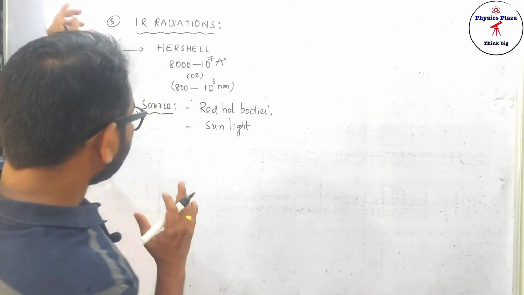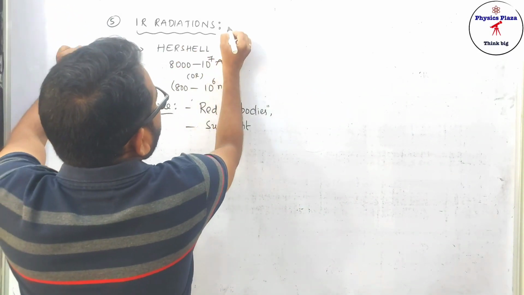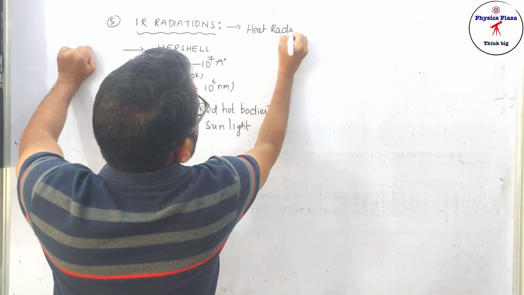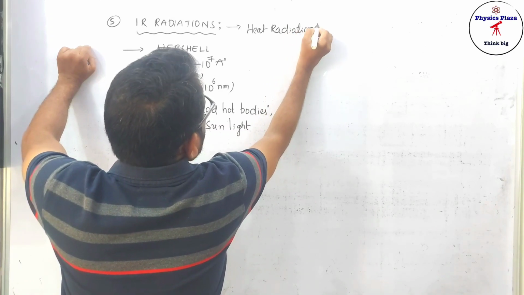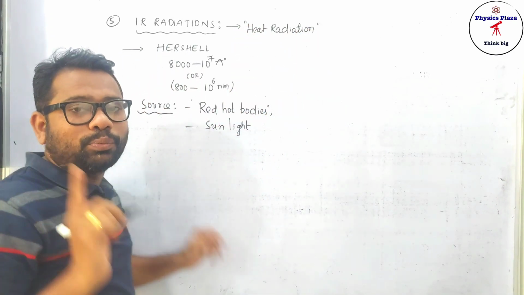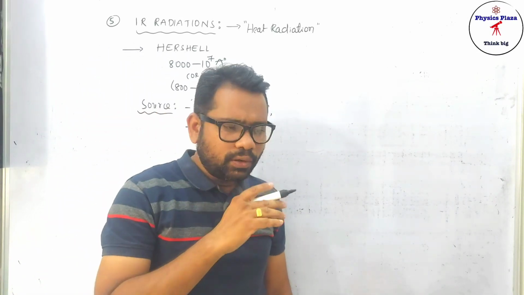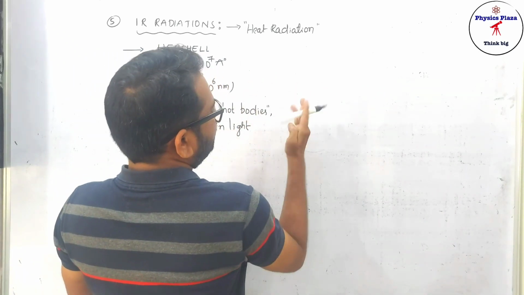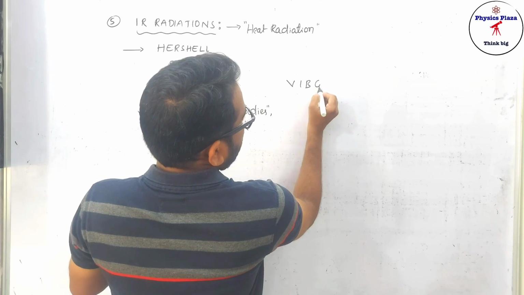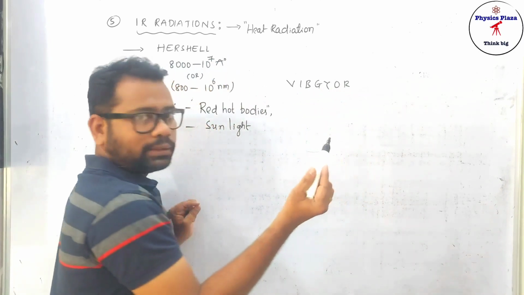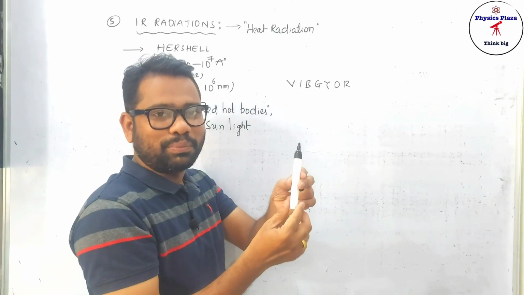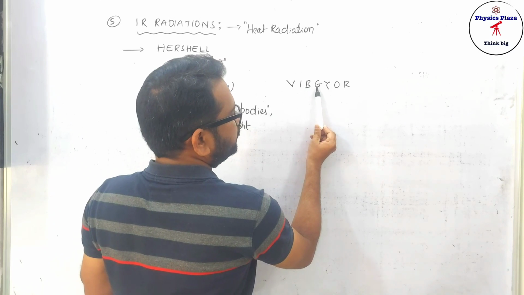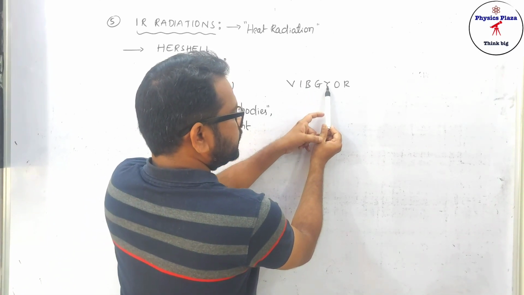And children, the important thing is that these IR radiations are also called heat radiations. Children, it's very important. These are detected by a blackened thermometer. If you want to detect, for example, let us say it's a visible spectrum, VIBGYOR, and there is a blackened bulb thermometer. When it is moved from violet to red color, slowly you can notice the rise in the mercury level.